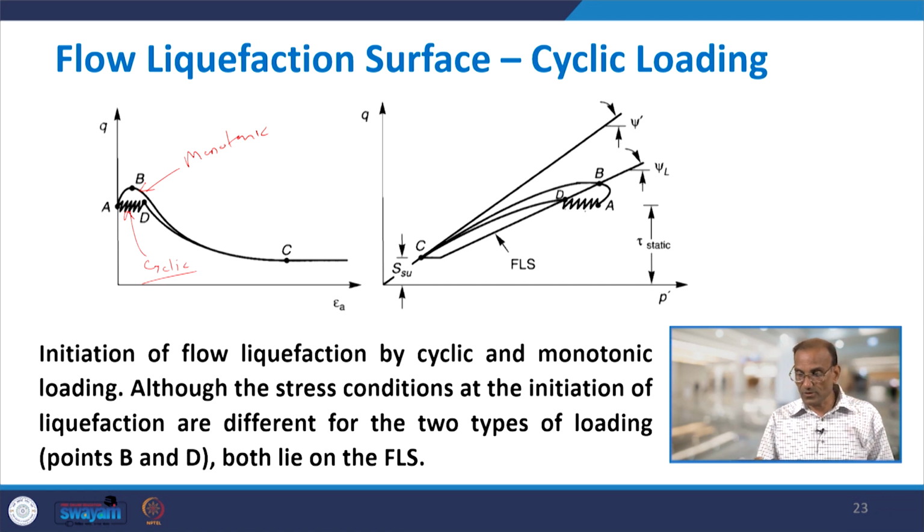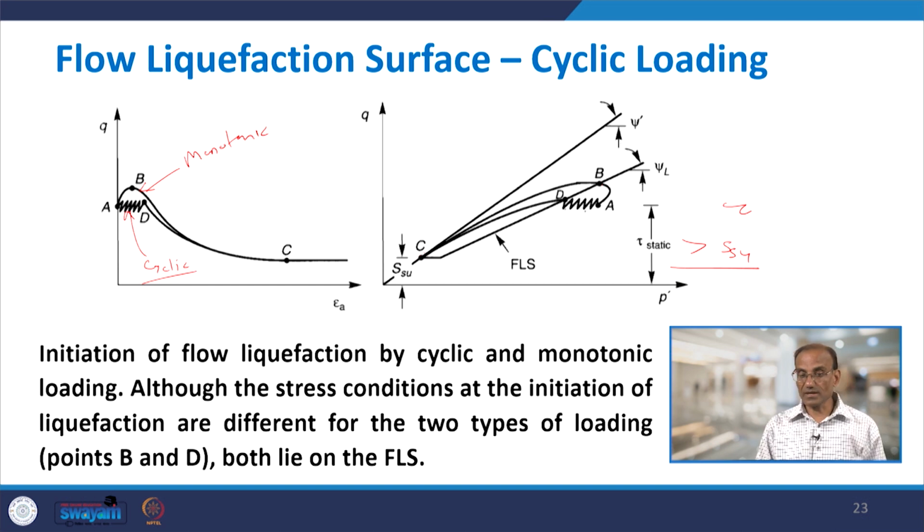So, if I go on this side, FLS, the A to B is like this, and then B to C. C is the point which lies on this steady state line, denoted here. In this case, you could see the τ static is denoted by this, and SSU is this value. So, in this case τ static is greater than SSU. This is the condition here, that is steady state strength. So, initiation, this was about monotonic loading.